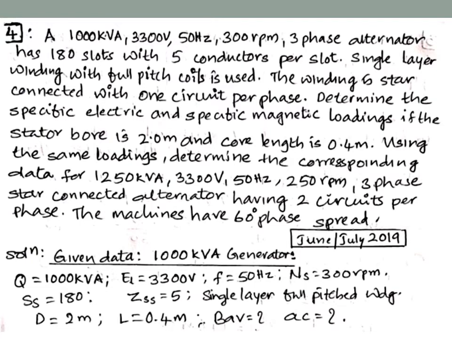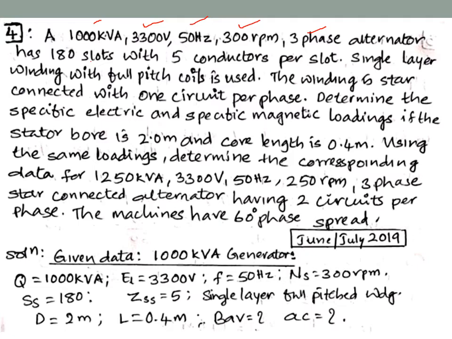Now coming to the fourth problem. A 1000 kVA, 3300 volt, 50 Hz, 3000 RPM, 3-phase alternator has 180 slots with 5 conductors per slot. Single layer winding with full pitch coil is used. Winding is star connected with one circuit per phase. Determine the specific electric and specific magnetic loading.